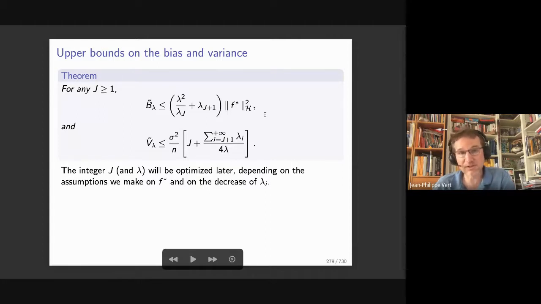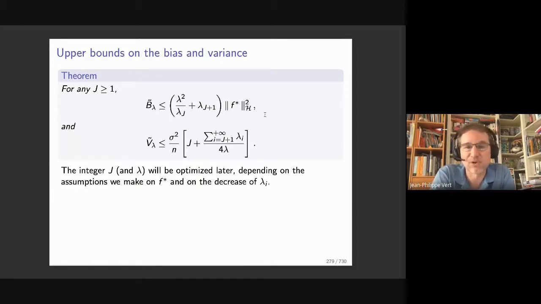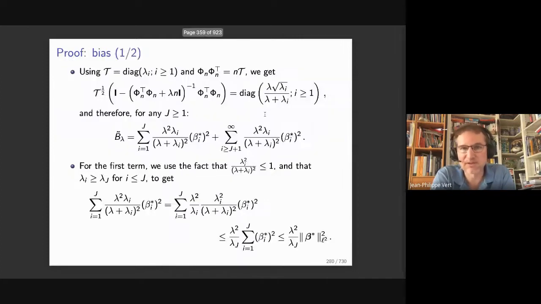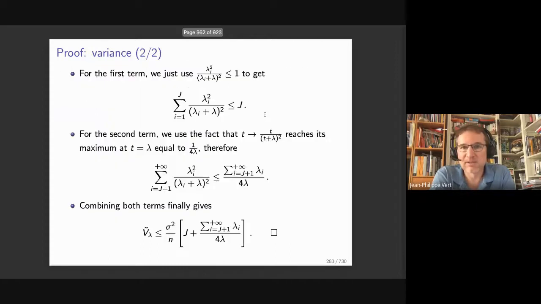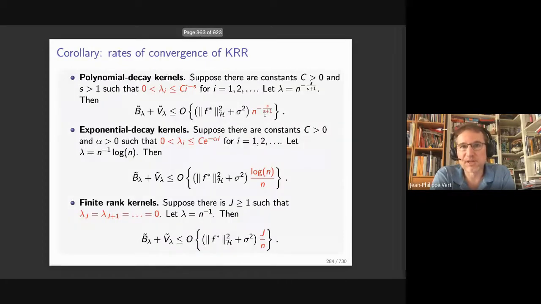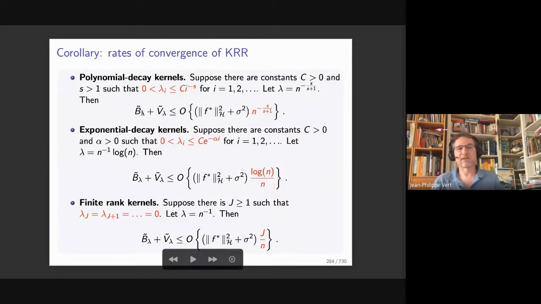Now the question is, is it good or not? It's not completely clear from that. So here now we will try to study these two terms and try to optimally choose the j, the lambdas, in order to see if we can get interesting things. And so the short answer is yes, we can get interesting things. And this is a summary of the final upper bound we can get, depending on the assumption we make on the decrease of the eigenvalues.